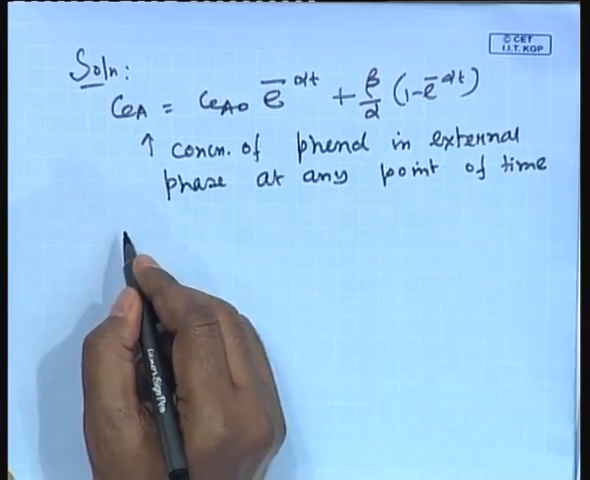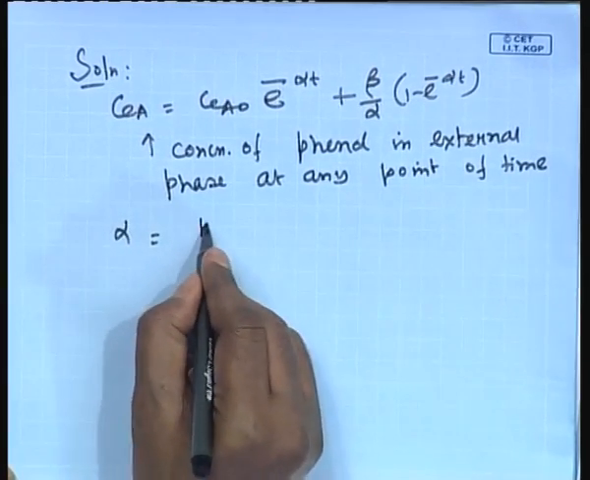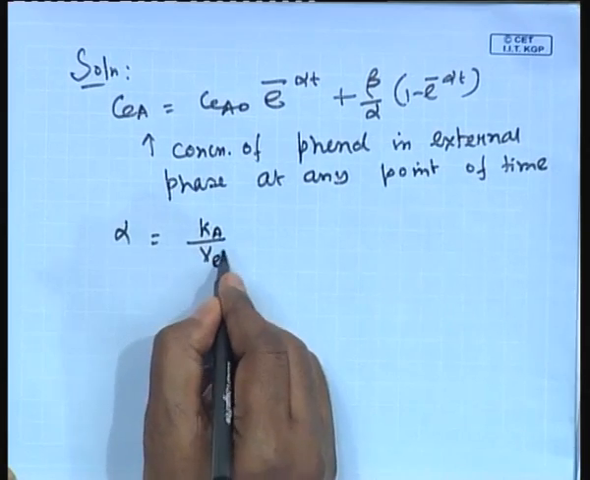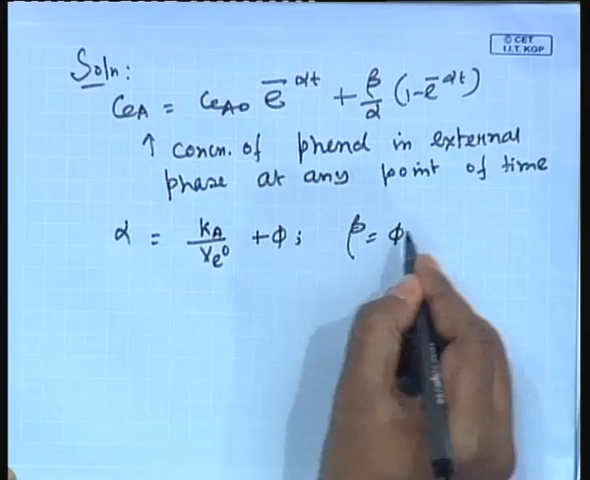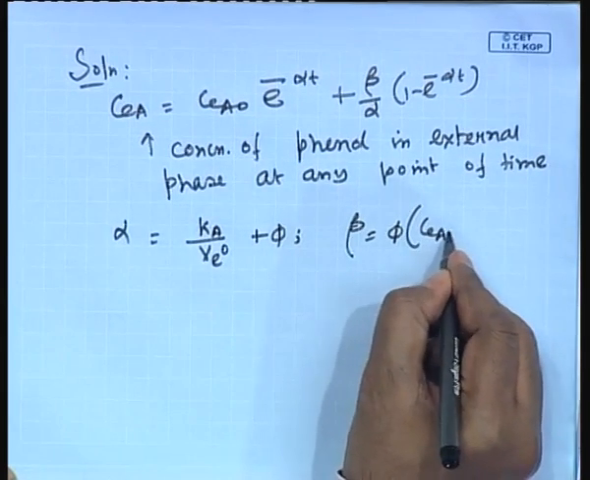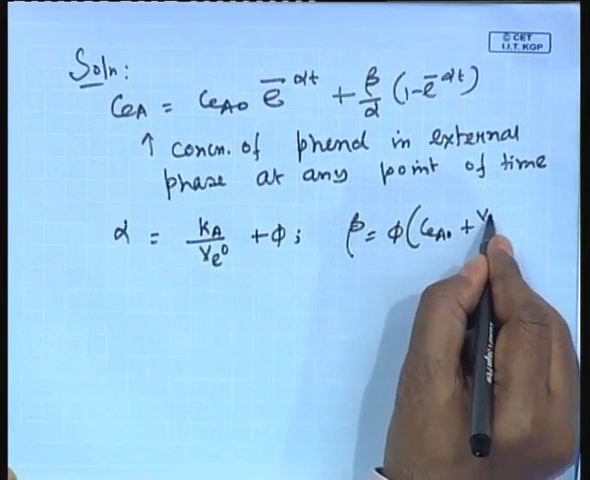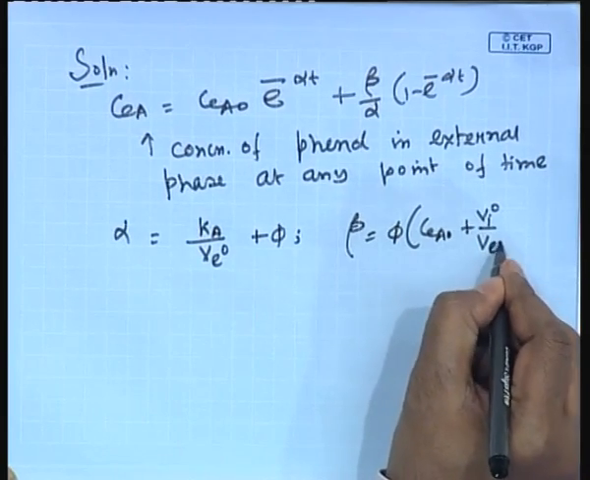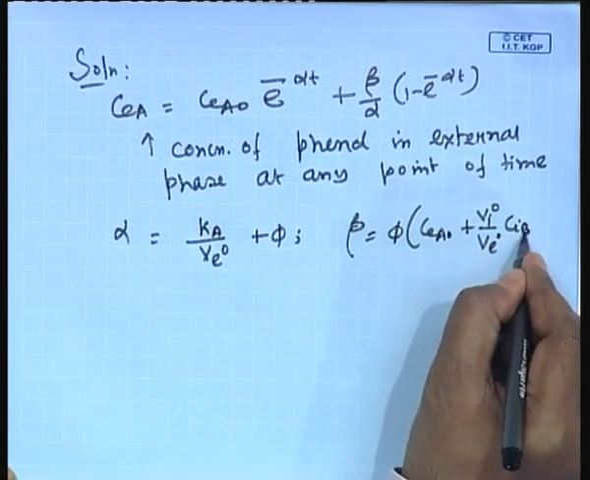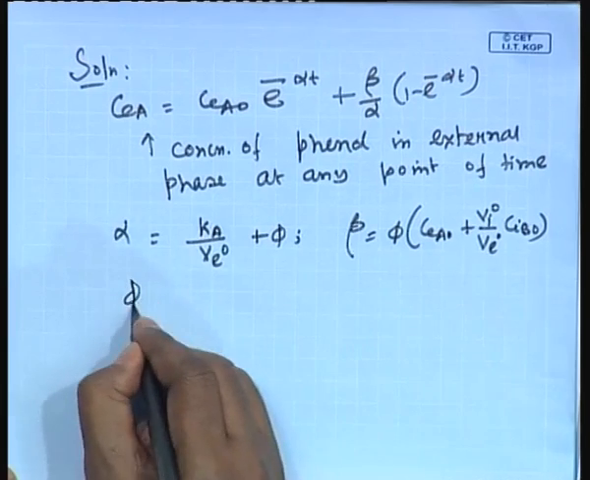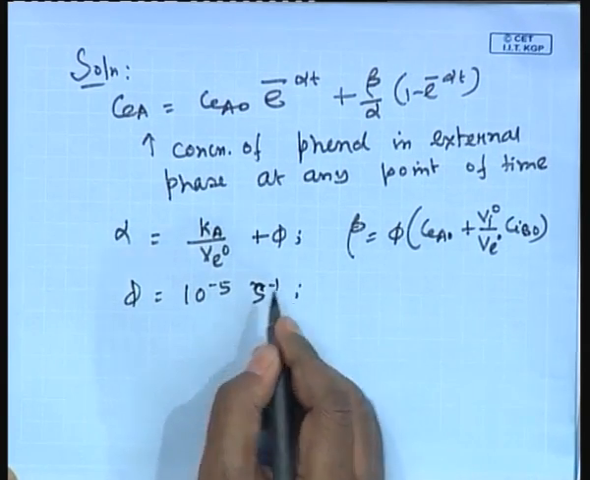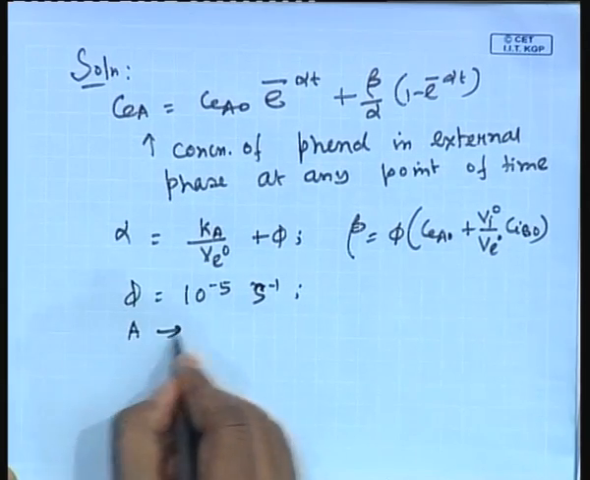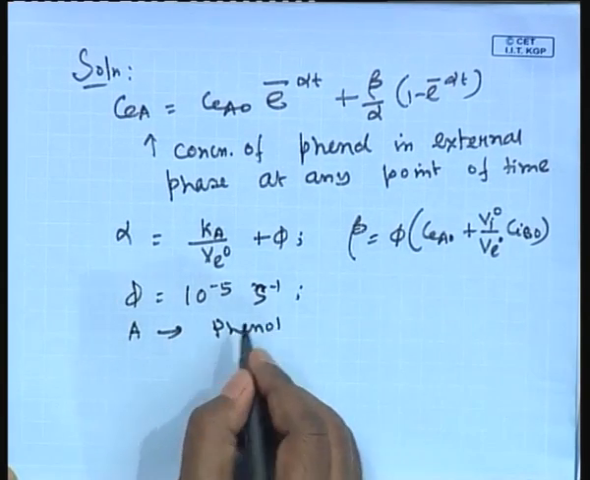Okay. So, what is alpha? Alpha is Ka by VE naught plus phi, and beta is equal to phi CEA naught plus VI naught by VE naught CIB naught. The breakage coefficient phi is given as 10 to the power minus 5 second inverse. A is phenol, so we denote phenol as A.